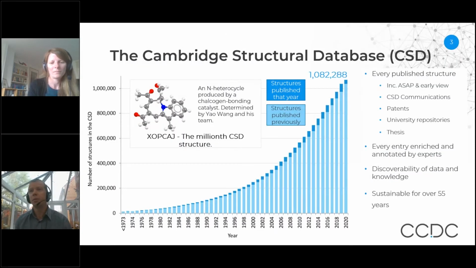So as a lot of you will be aware, the Cambridge Structural Database, or CSD, reached 1 million structures in 2019, and the database continues to grow in size and should reach 1.1 million in the next few months. The CSD contains every small molecule crystal structure published in the literature and includes patents, theses, and structures published in university repositories.